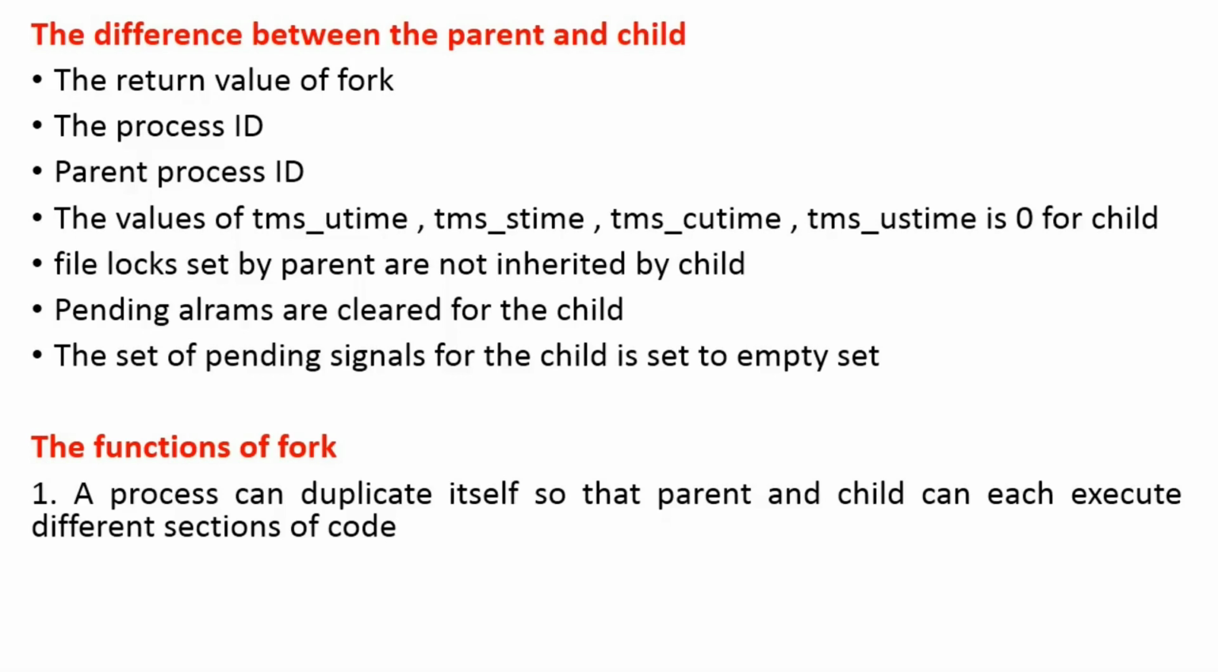So what are the functions here? The first function: a process can duplicate itself so that parent and child can each execute different sections of a code. Here the process is going to duplicate for the parent and child, but they execute in a different section. So a process can execute a different program. A parent will execute its task and a child will execute its own task in the particular section.